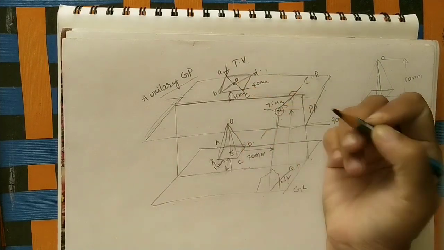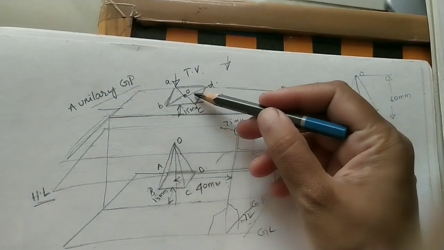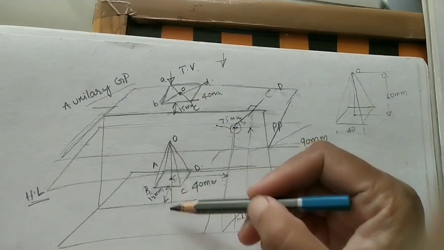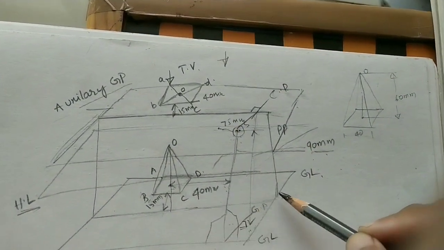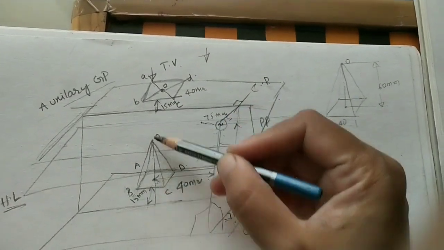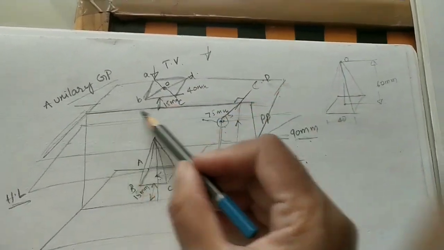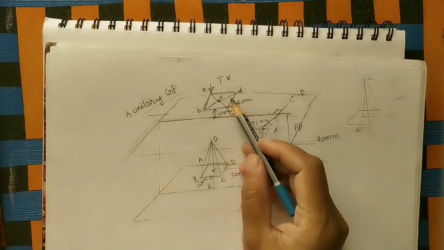Here the apex is coming. This is the top view. From the top view, instead of this square pyramid, we can see this gap is also 15 mm from the picture plane PP. Whatever gap is there, we can see the same gap in the top view, 15 mm. So this square is 15 mm from PP. This is the top view we are seeing.